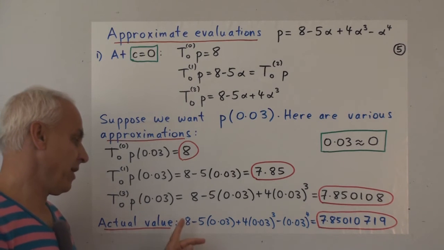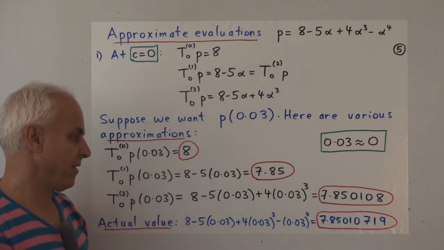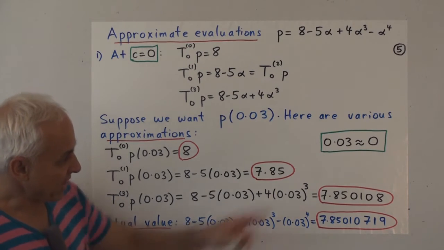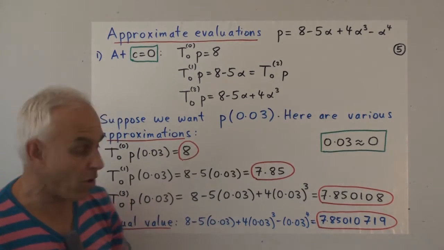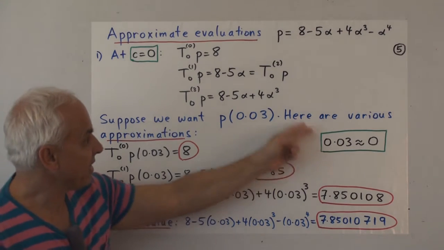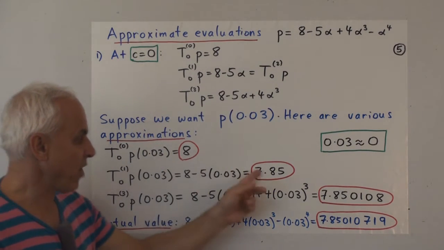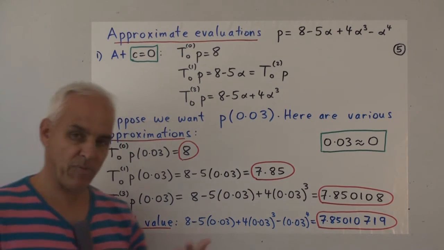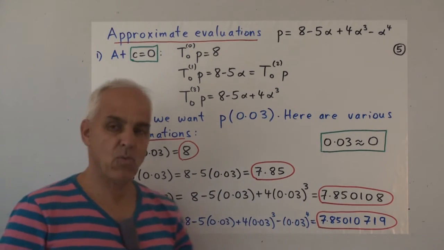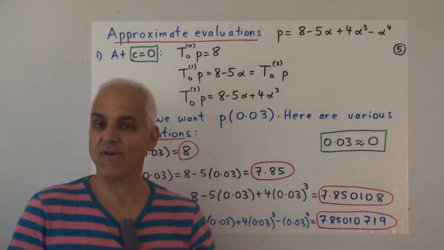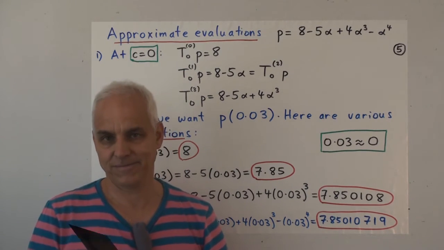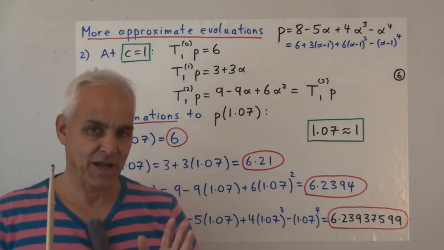And the actual value, when we calculate the whole thing, including the 0.03 to the fourth, is this number here. So you can see that because the 0.03 happened to be close to 0, plugging it into the various tangents gave us approximations to the actual value. And for many purposes, those approximations would be good enough and would relieve us of the need to make a computation that was more complicated than it had to be. So that was fun. Let's do another example.